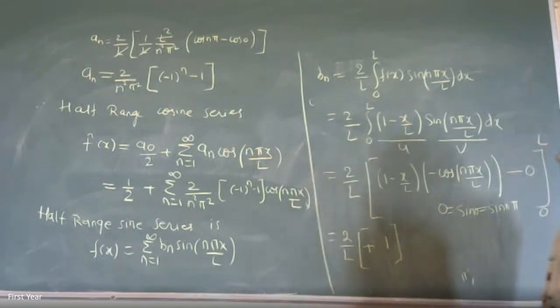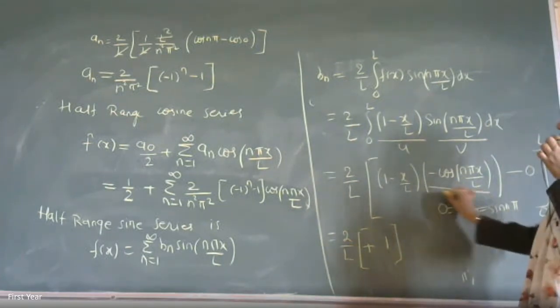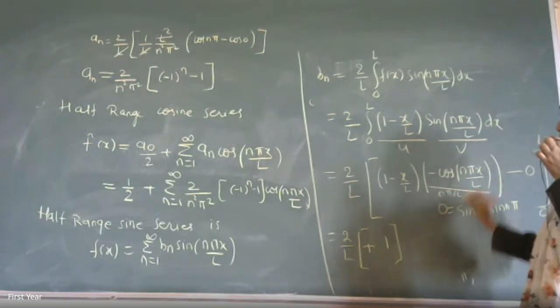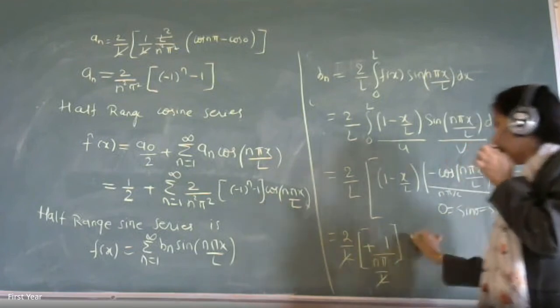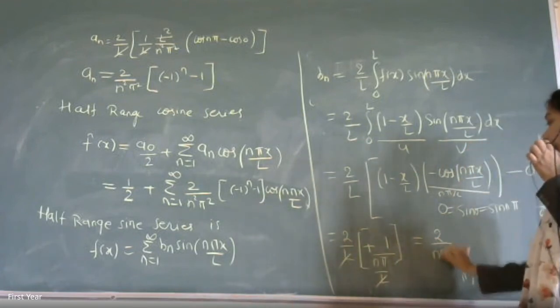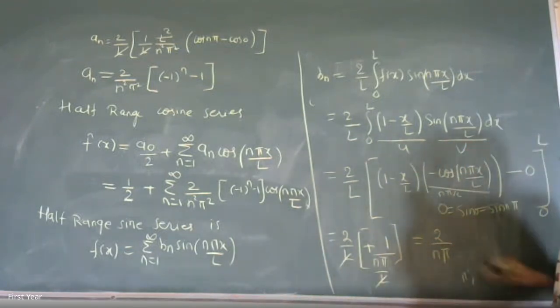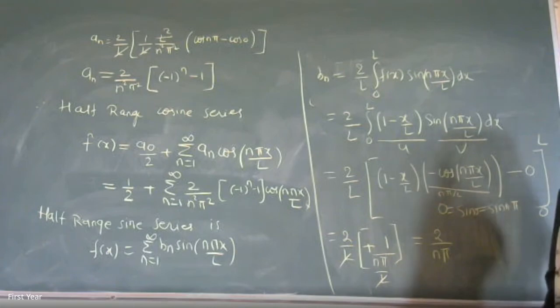Your answer is, we have skipped something. Divided by n pi, so n pi. Is this very clear to everyone? 2 upon n pi. Everybody tried by themselves. Did you get it? 2 upon n pi. Value of b_n.